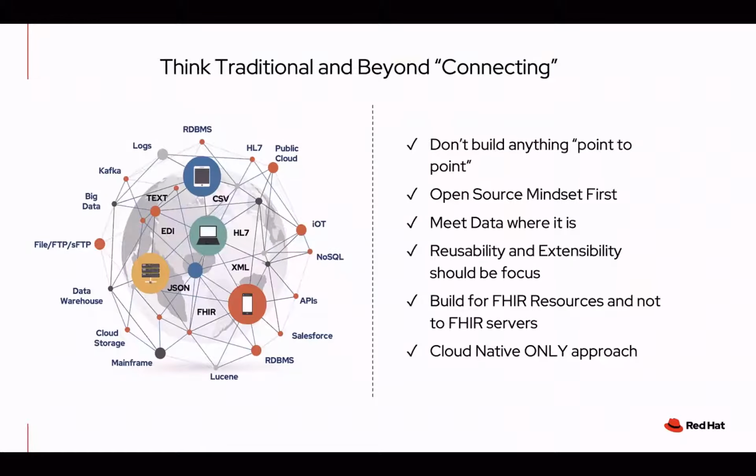With all that being said, as you think about traditional integration, it has to be around and beyond connecting. What that means is don't build anything point to point. Start with that open mindset first. And what that means is you have to meet data where it is. Don't focus on everything must be in the same shape or process that I must get to it. That's the traditional integration side of the house. You help shape that future. Meet data where it is.